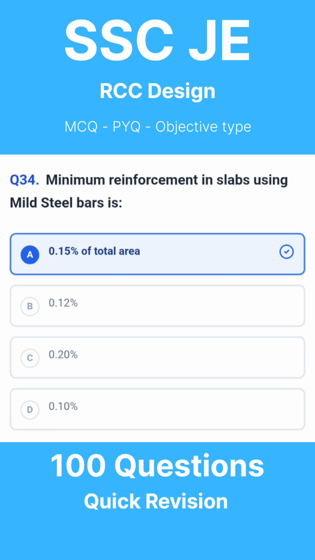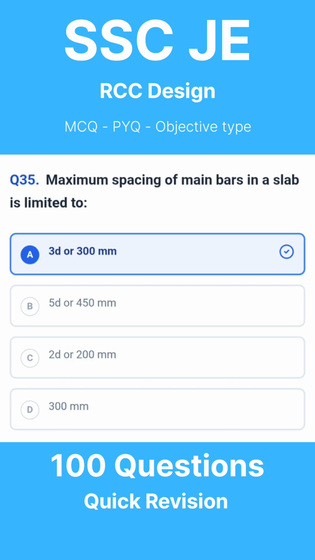Question 34. Minimum reinforcement in slabs using mild steel bars is. The correct answer is 0.15% of total area. Question 35. Maximum spacing of main bars in a slab is limited to. The correct answer is 3D or 300 mm.